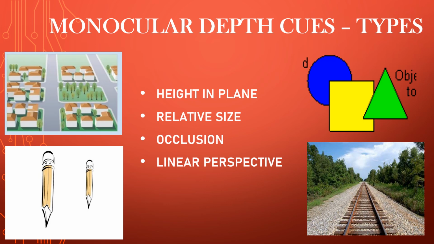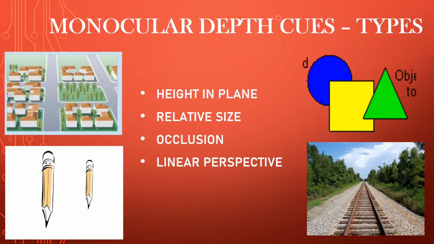Now let's see the types of monocular depth cues. First one is height in plane. Let's see the example of this picture. Here you can see the houses drawn. Those houses that are in the higher level appear far away, and those houses that are drawn in the lower level in this picture appear closer to us. So, the things that are on a higher plane, which is in the height, are perceived far away, and those in a lower level are perceived as closer to us. So, that is the height in plane.